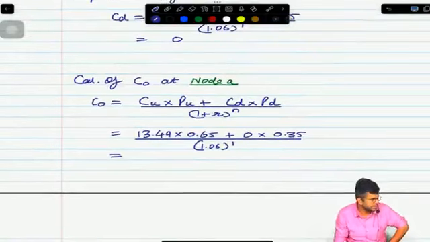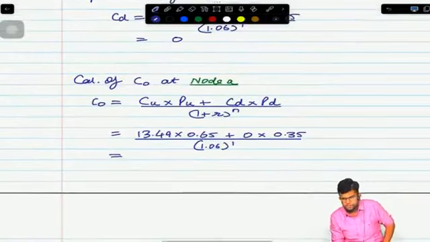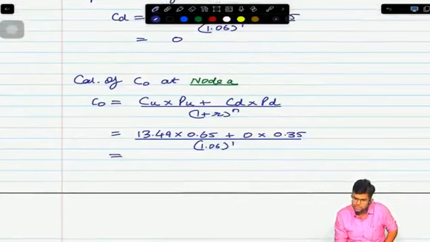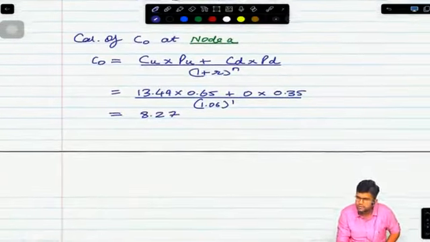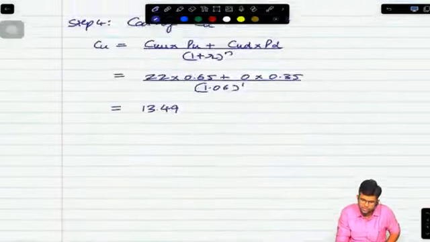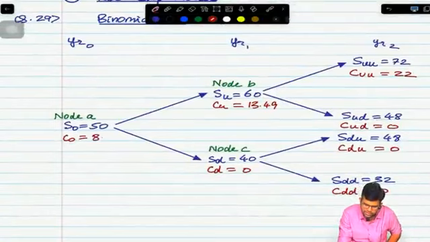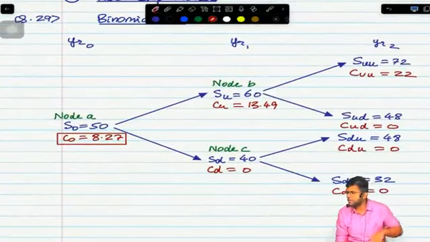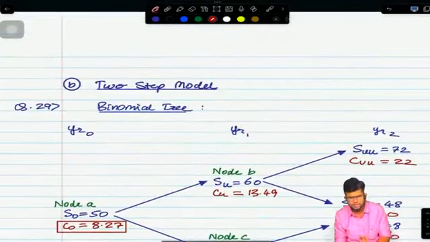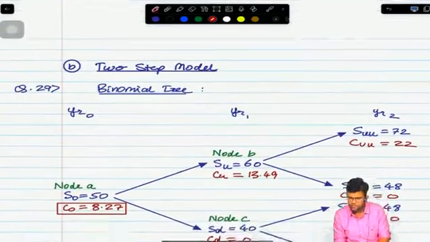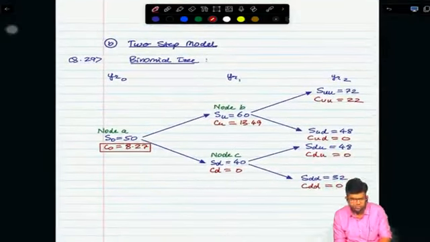Please take your calculators. How much? 8.27. All clear? 8.27 will be C0 here, and this is your final answer. Students, I think you understood how to do the two-step binomial tree. 100% clear? Okay. We copy from here then. Come on everyone, two-step model.